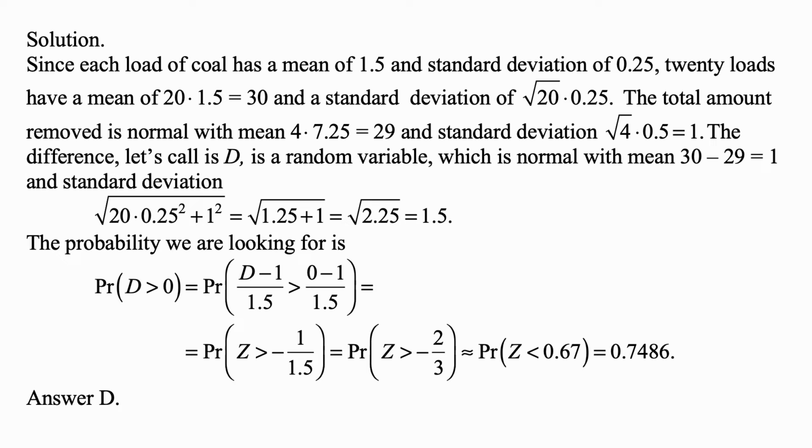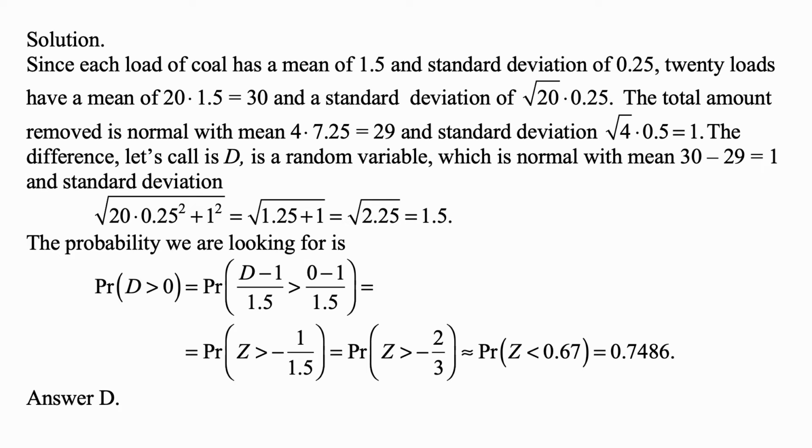The difference, let's call it D, is a random variable which is normal with mean 30 minus 29, and that's 1, and standard deviation of the square root of 20 times 0.25 squared plus 1 squared, which is the square root of 2.25 or 1.5. They don't have any covariance because they're independent, so that's why we only take the square root of the sum of the variances to get the standard deviation.